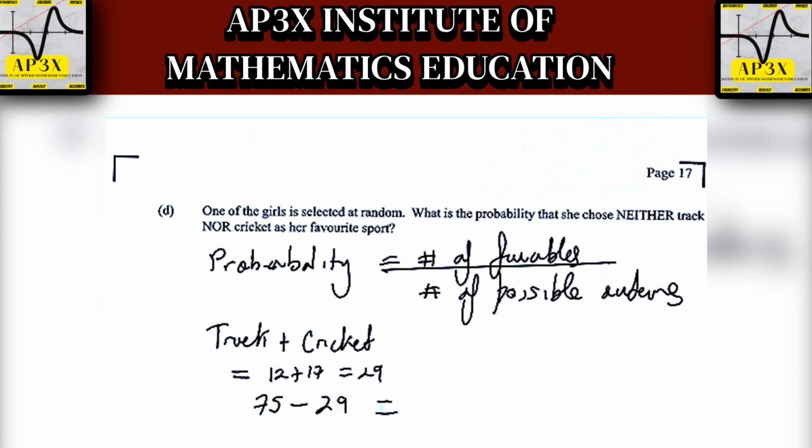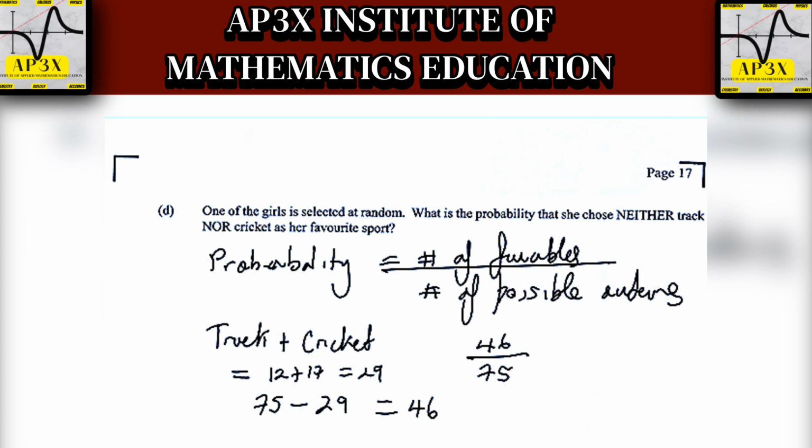And that works out to be, let's see, that's 30, that's 45, that's 46. So that means 46 persons chose other sports, and 29 chose track and cricket. The question asks what's the probability that she chose neither. In other words, the probability that they chose the other three sports. That would be 46 divided by 75. So it's the number of favorable, which is neither track nor cricket, and the possible is 75.